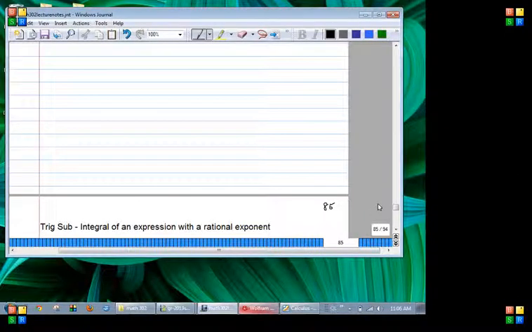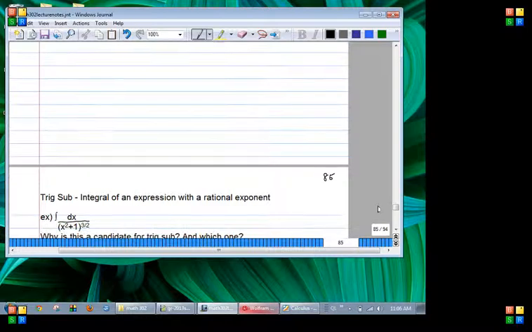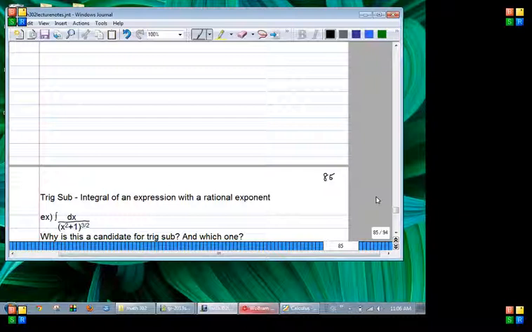So, about this integral. Why is this a candidate for trig sub? And which one would we use? Something over the square root of x squared plus 1. So we have an x squared plus 1, so that tells us we think about using tan. That's the first thing. Second thing is, why is this a candidate for trig sub? What's that exponent?